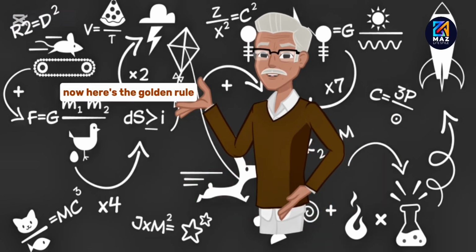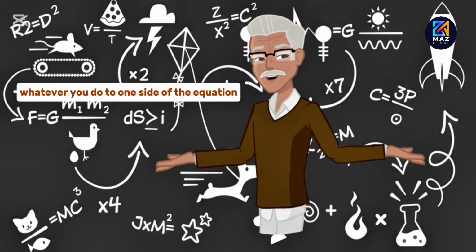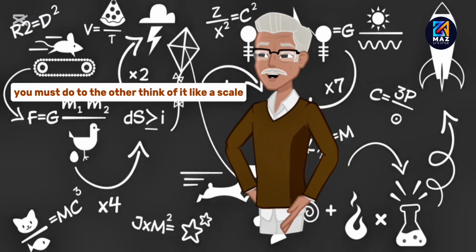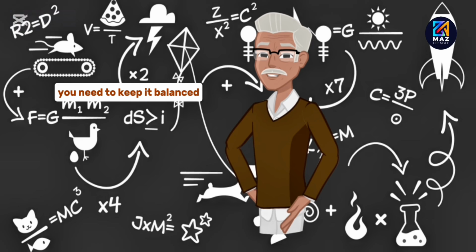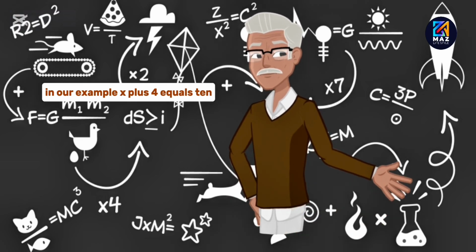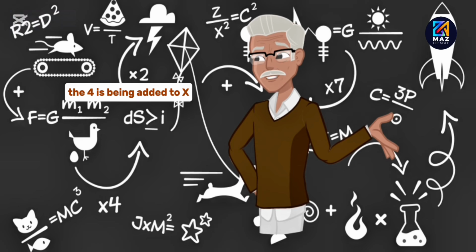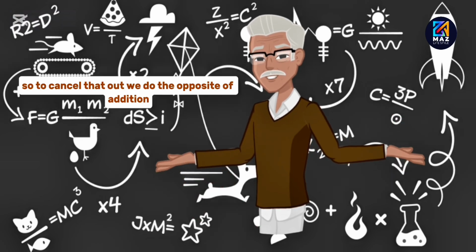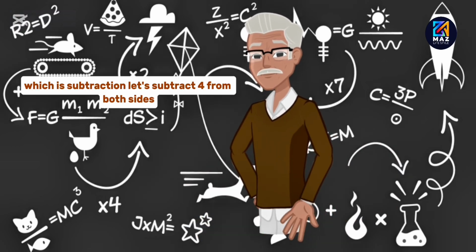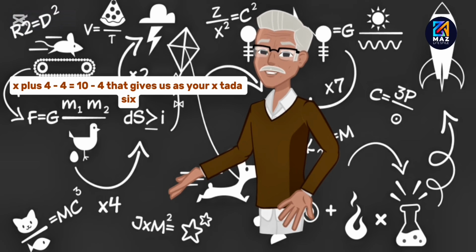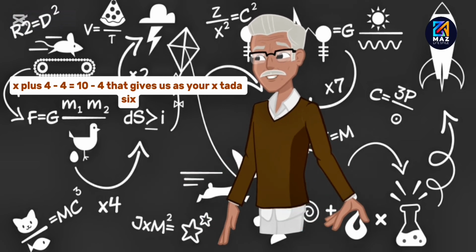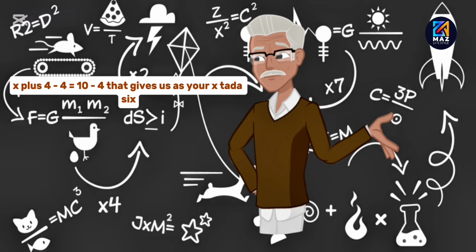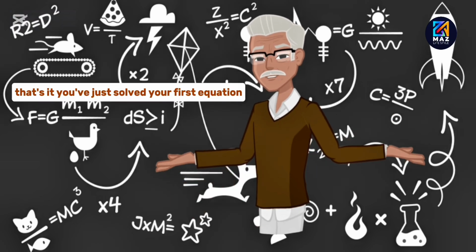Now here's the golden rule. Whatever you do to one side of the equation, you must do to the other. Think of it like a scale. You need to keep it balanced. In our example, x plus 4 equals 10. The 4 is being added to x. So to cancel that out, we do the opposite of addition, which is subtraction. Let's subtract 4 from both sides. x plus 4 minus 4 equals 10 minus 4. That gives us x equals 6. That's it. You've just solved your first equation.